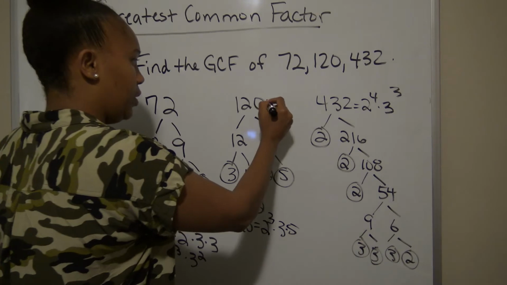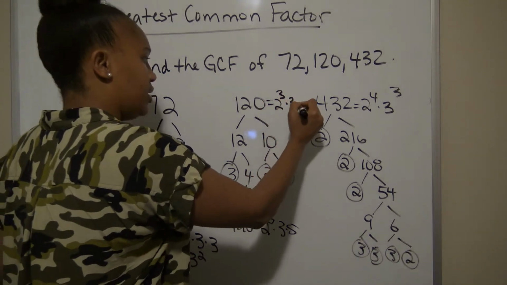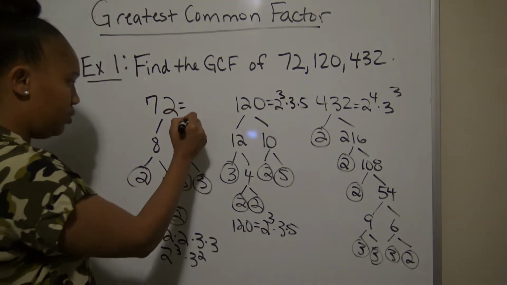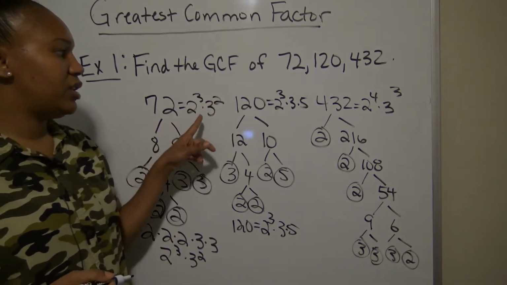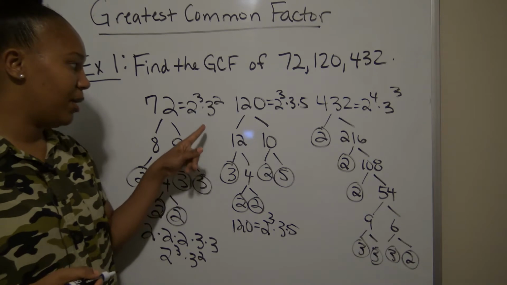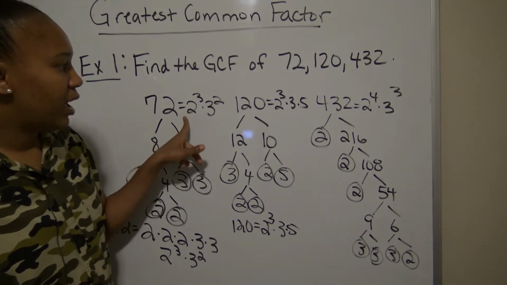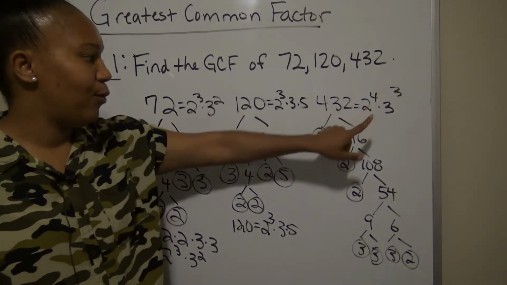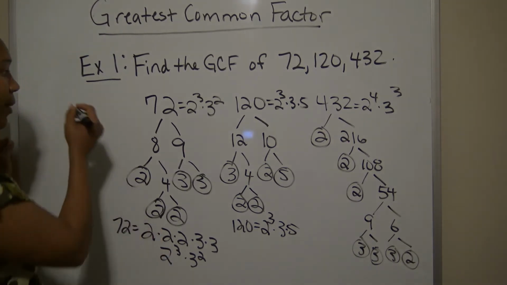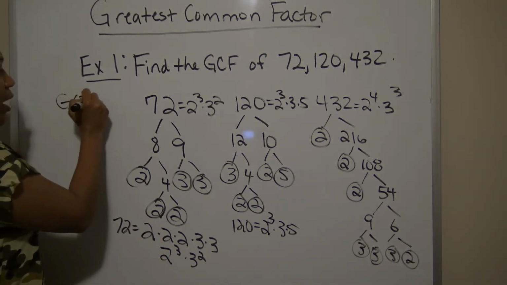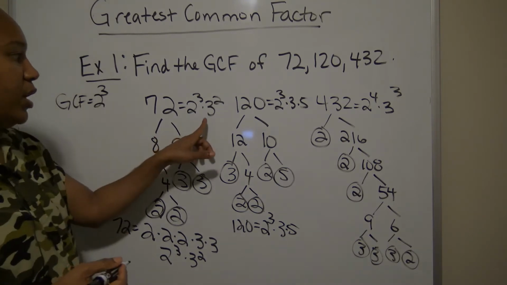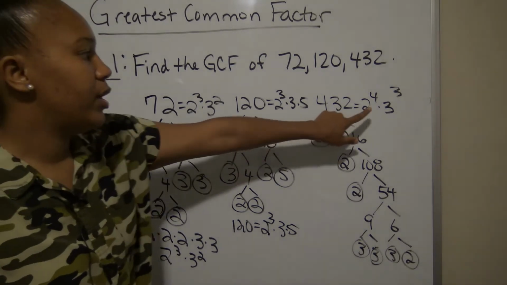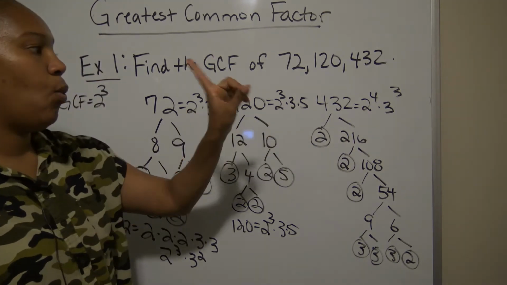So if I write this one up here, this was 2 to the 3rd times 3 times 5, and 72 was 2 to the 3rd times 3 to the 2nd. So now you want to look at each of these factorizations and see what they have in common. So for the 2's, this one had 3 2's, this one had 3 2's, this one had 4 2's. So they have 3 2's in common. So your GCF would have 3 2's in it. And then if you look at the 3's, this one had 2 3's, 1 3, and 3 3's. So they all have 1 3 in common.